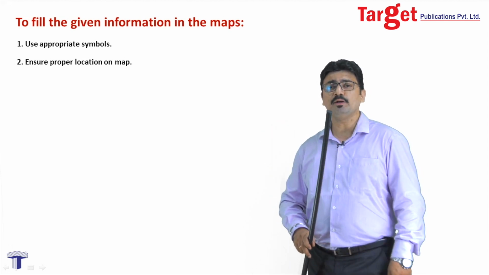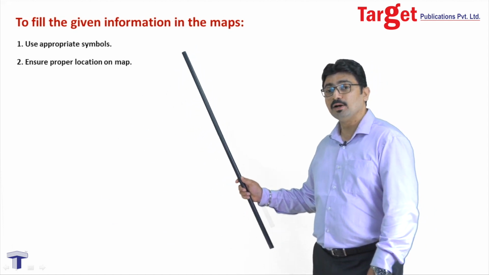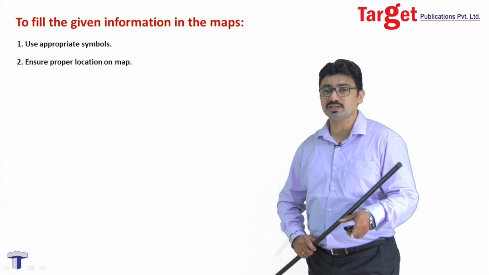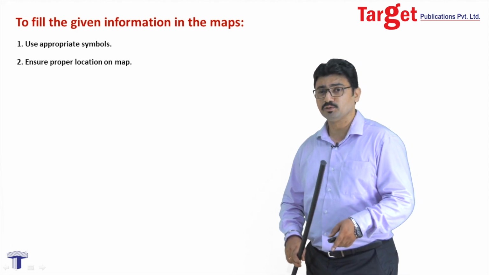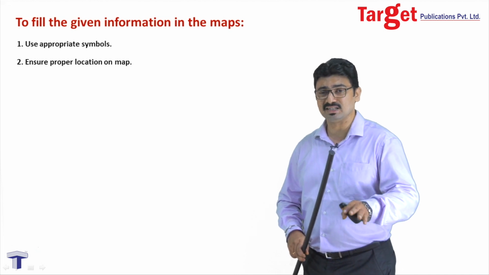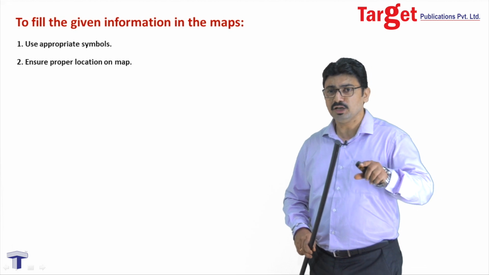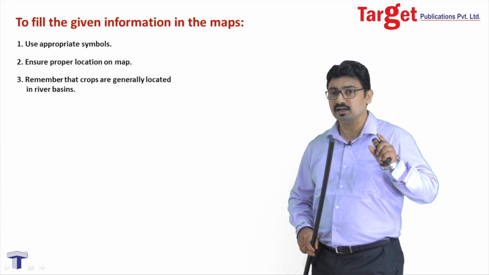The second important point to remember while filling a map is to ensure proper location of that region on the map. Again, for this, you need to study that chapter or the subject very carefully so that you understand where in that region, say you have to locate the Rajasthan desert in India, you need to understand on which side of India the Rajasthan desert occurs.